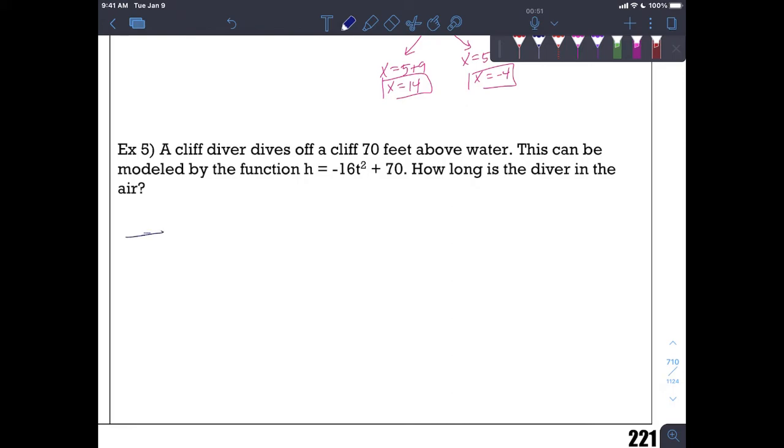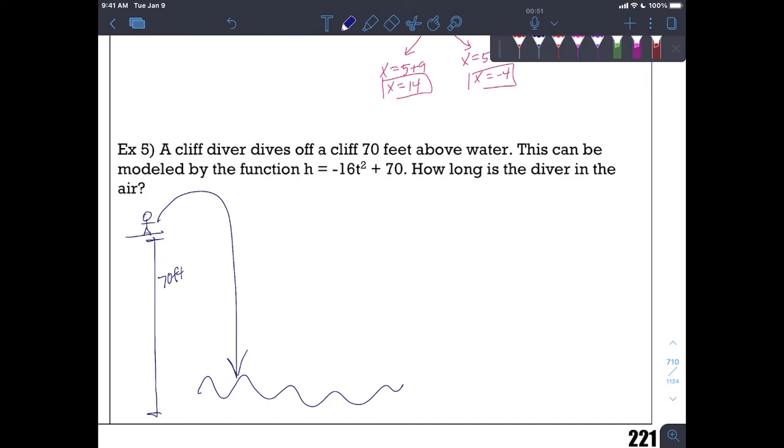So here's this little guy. Here is my water. And he's diving. And over here, 70 feet. This can be modeled by the function h equals negative 16t squared plus 70. How long is the diver in the air?